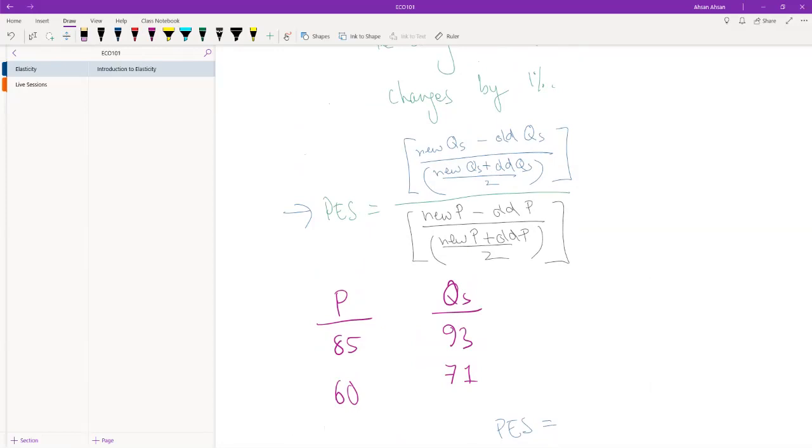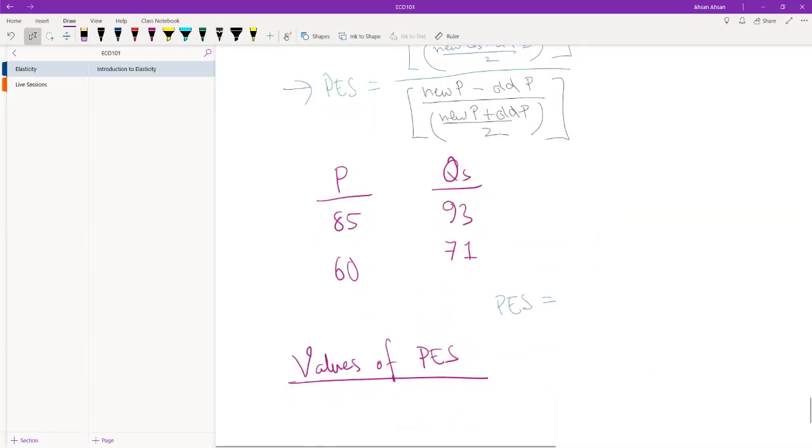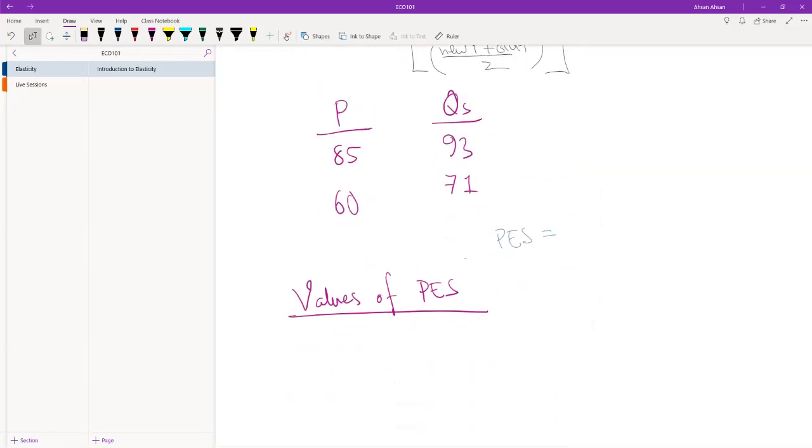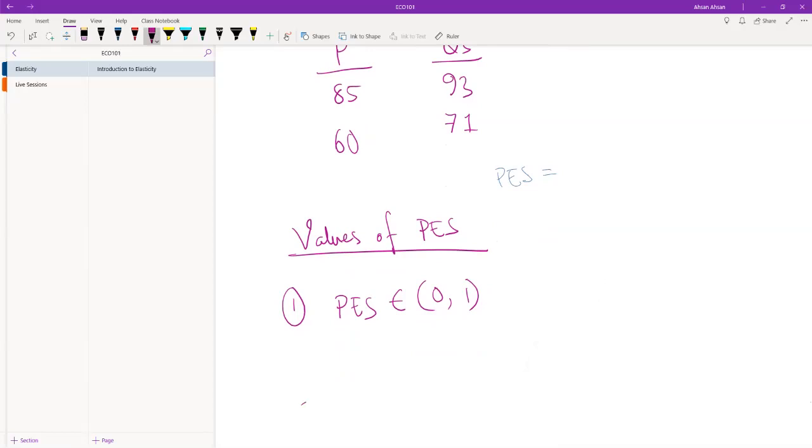If you remember, PED is always negative due to the law of demand. PES is always positive due to the law of supply. Now, PES can take on two values. One is when PES is between 0 and 1, and 2 is when PES is more than 1. Okay.